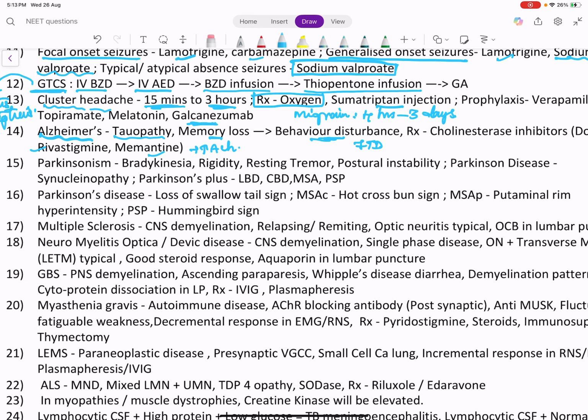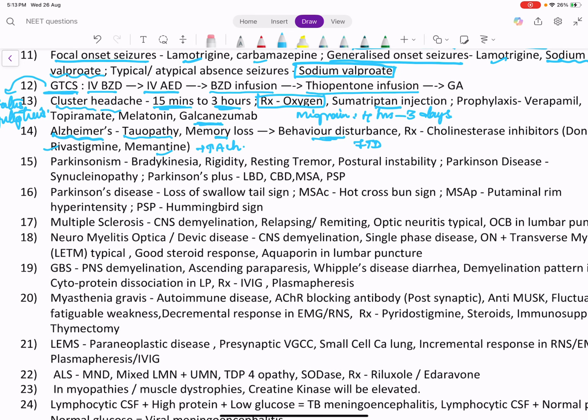Parkinsonism is a tetrad consisting of bradykinesia, rigidity, resting tremor and postural instability. Parkinson's disease is one of the diseases which have Parkinsonism. It is a neurodegenerative disease where synuclein gets deposited.